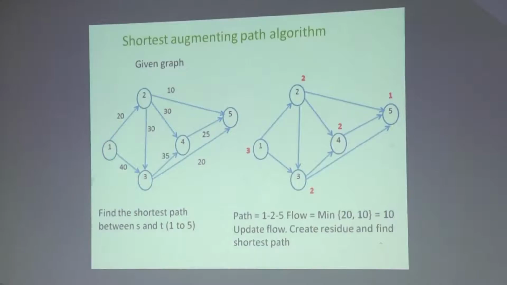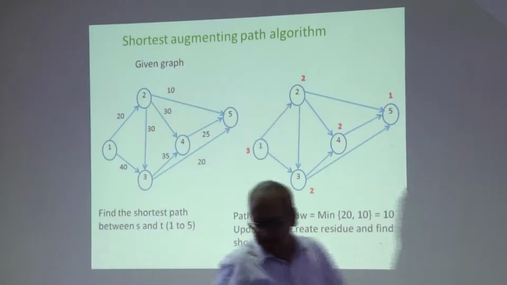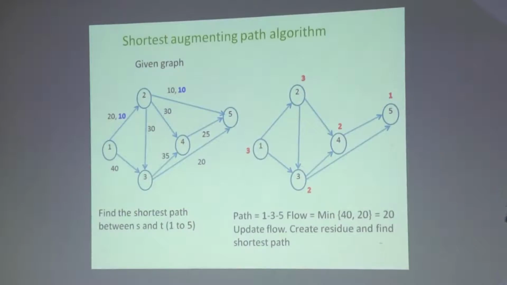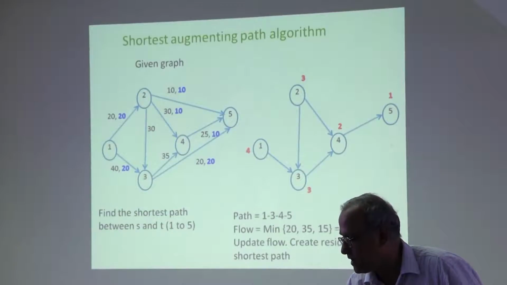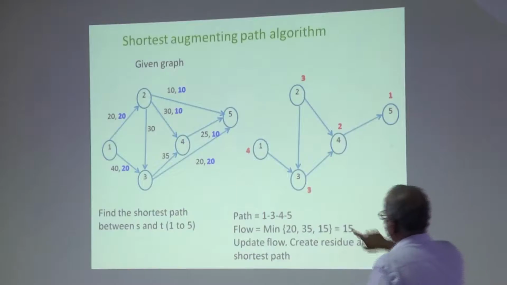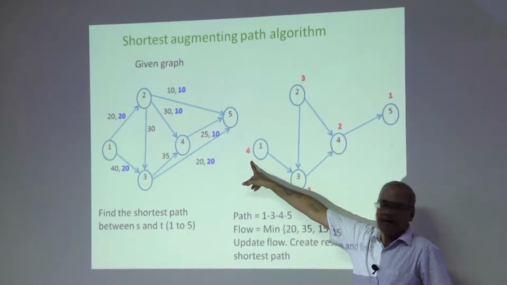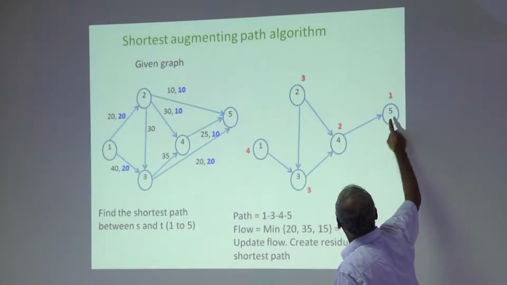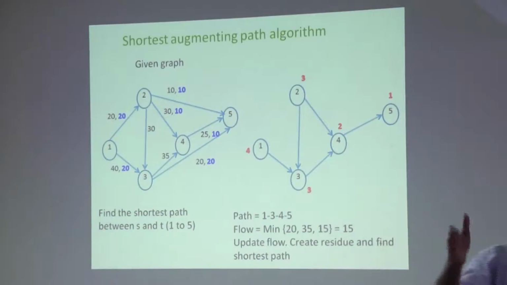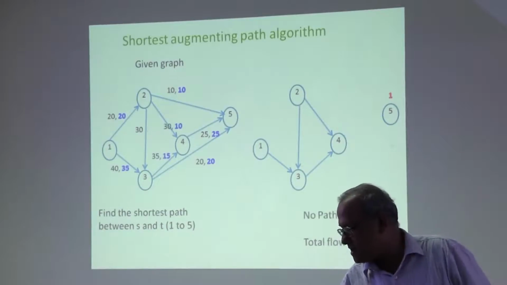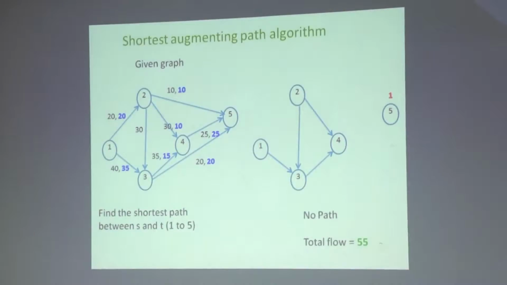Now with that residual network, once again I run the shortest. I get 1, 3, 5. Like this I can do the shortest path algorithm, 1, 2, 4, 5, create residues, update flow. Now you see this index has become 4, therefore I have to do 1, 3, 4, 5. So I will have a path of length 3, and I do that. I run the shortest augmenting path. No path, flow is equal.